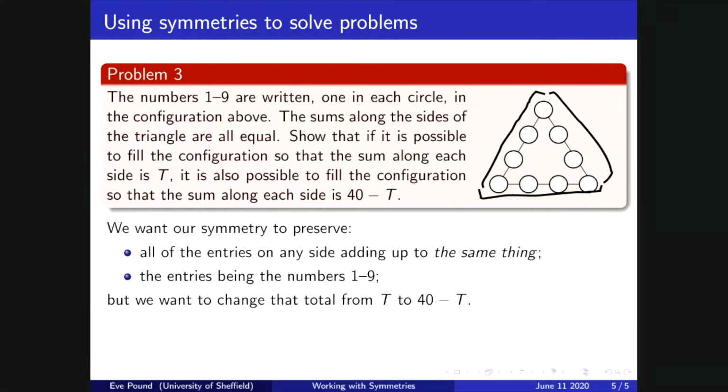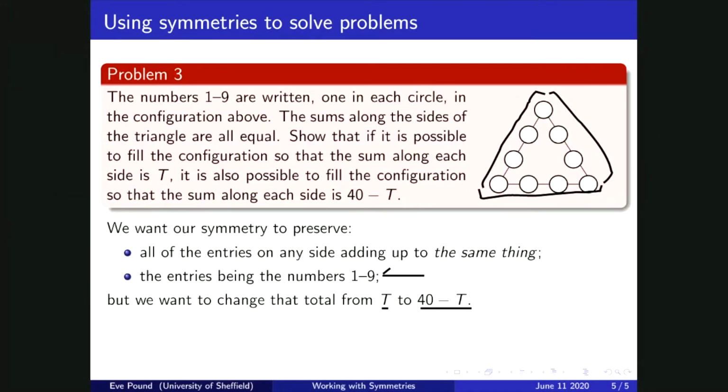So we need to preserve the property that if all of your sides start off by adding up to the same number, then they end up adding up to the same number, but that number would have changed from t to 40 minus t. So our condition is if you start off with the same sums, you end up with the same sums, even if the thing those sums are adding up to has changed.